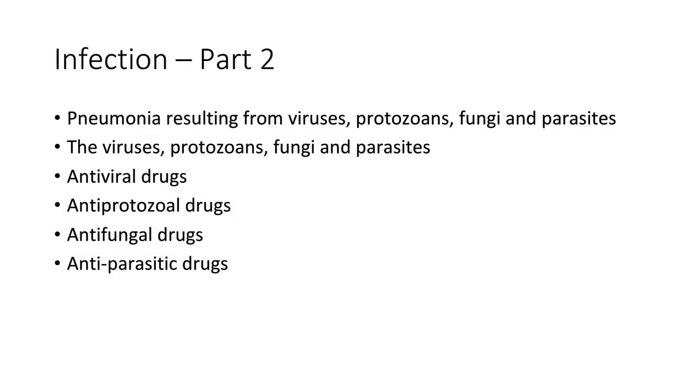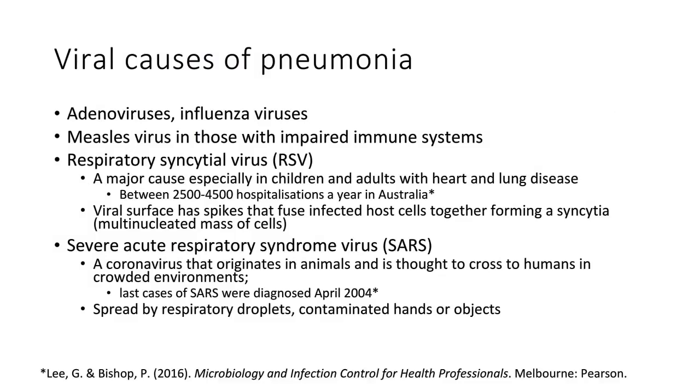We're going to have a look at the structure of viruses and the differences that we see in protozoans and fungi and parasites and how they're different in their structure compared to viruses and bacteria. We'll also look at pneumonia caused by these viruses, protozoans, fungi and parasites. And then we'll have a look at the antiviral drugs, the antiprotozoal drugs, the antifungal drugs and the antiparasitic drugs. And so we'll be looking at the drug groups, but we'll give an example in each case as to how it's used in pneumonia. So let's start with the viruses.